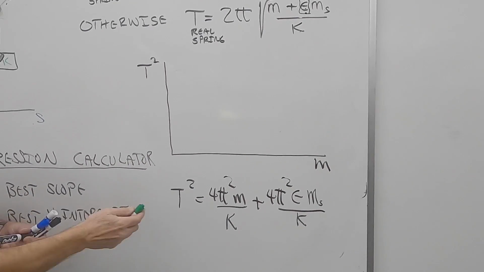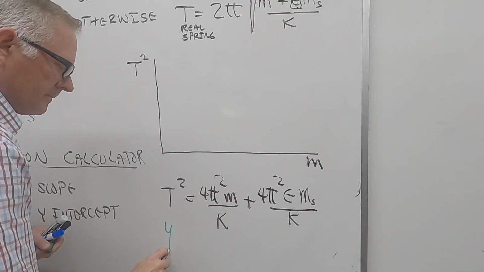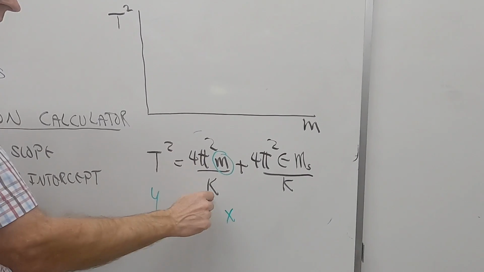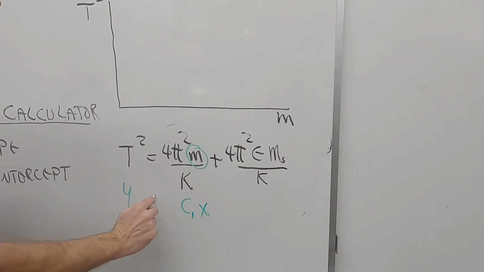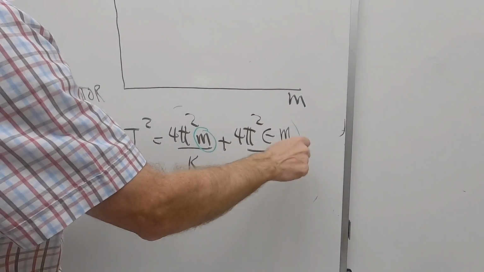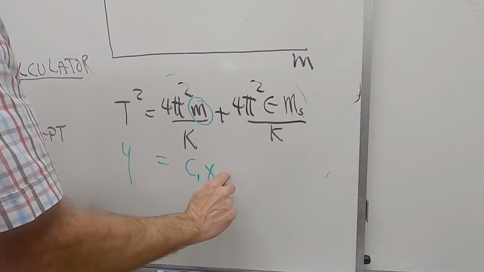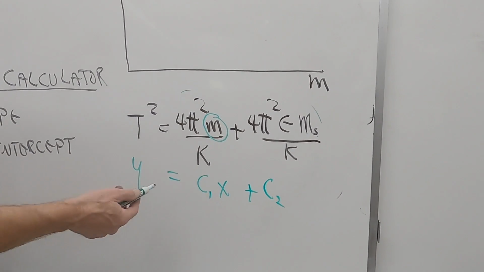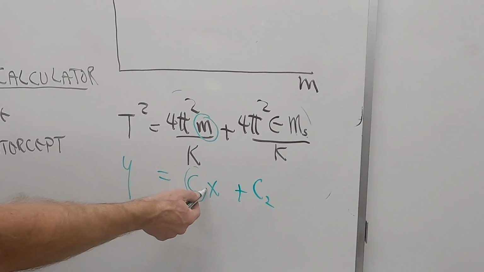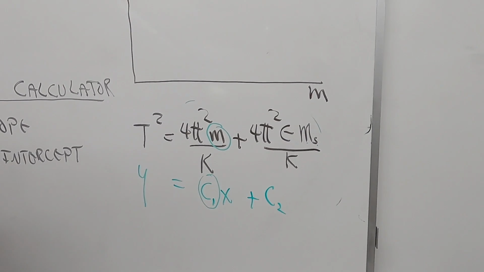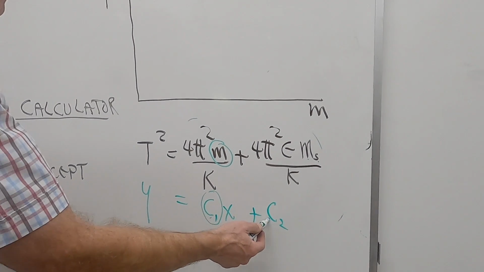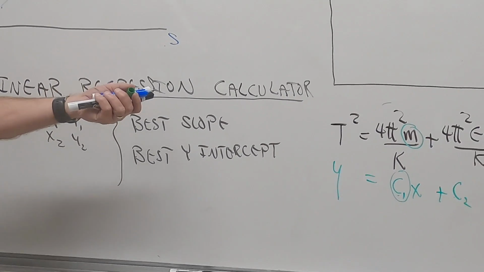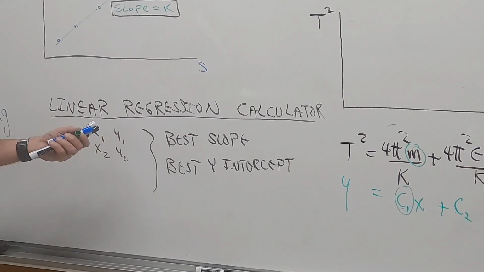So now, this is my y-axis. M is my x-axis. This is all a constant right here. We could call it C1. And this is all a constant because that's the mass of the spring. That's not changing. C2. And you notice that the C1 right here would be the best slope, and that would be the y-intercept.